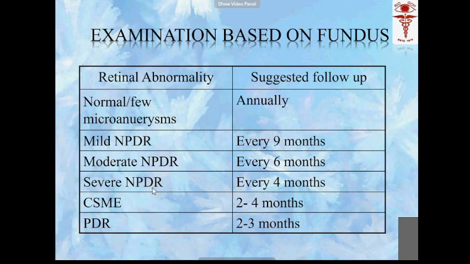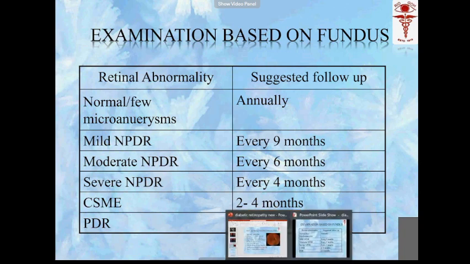Again, if this patient has severe NPDR, what are the features of severe NPDR? Anybody can tell? Anyone? Cotton wool spots. Severe NPDR main changes, cotton wool spots is not the main one. That is one of the changes. Venous bleeding, yes, correct. Microaneurysm is mild NPDR.